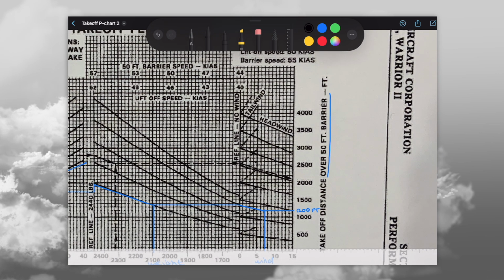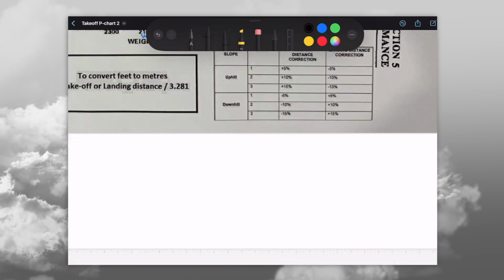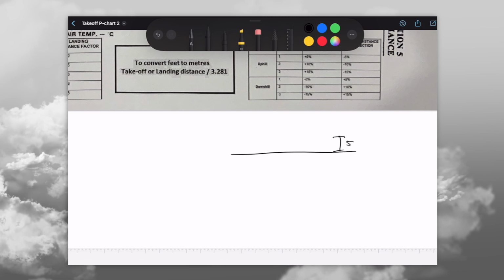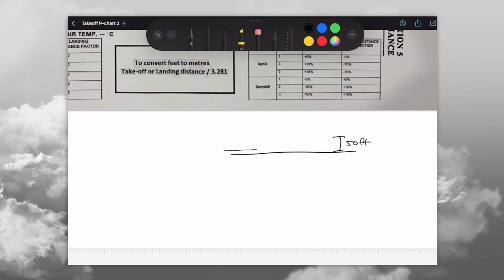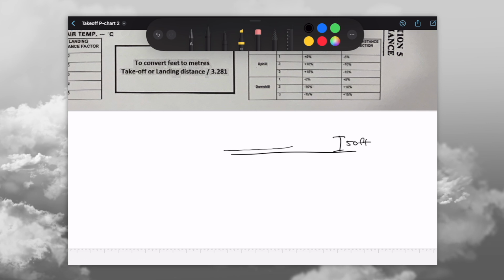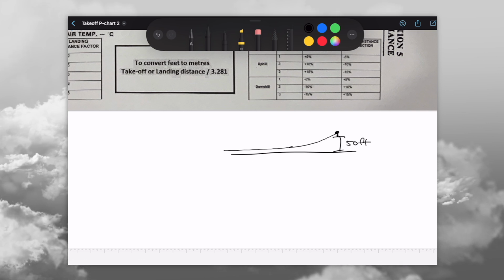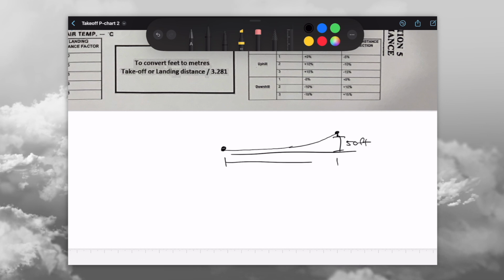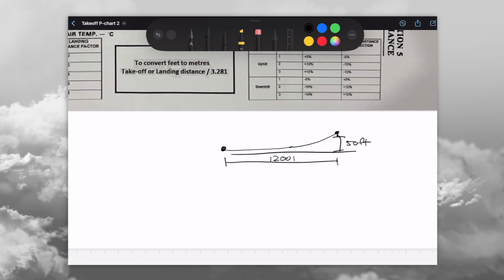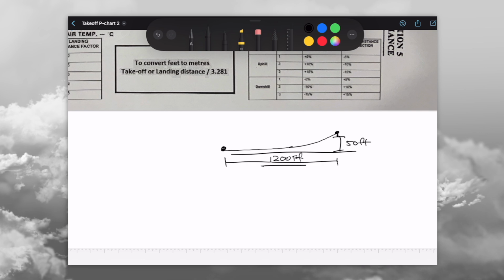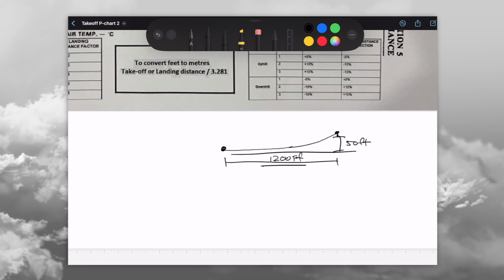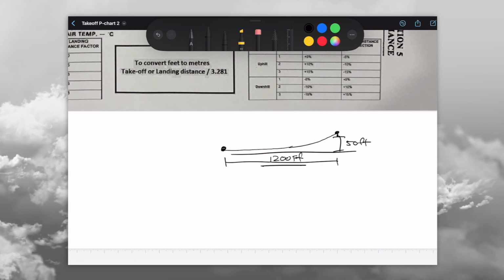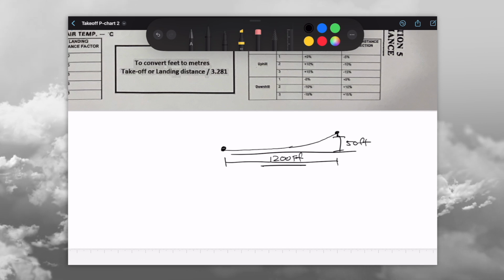So that 50-foot barrier, that just looks like this here. So as the aircraft's rolling down the runway and passes that barrier, from our start to our finish, we can expect a 1,200 foot distance, the takeoff distance that will be required to clear that 50-foot barrier.